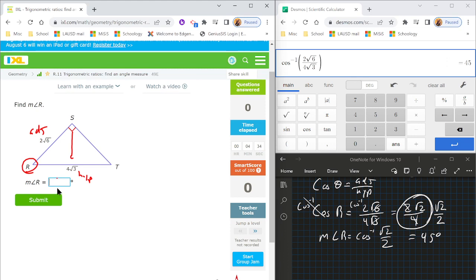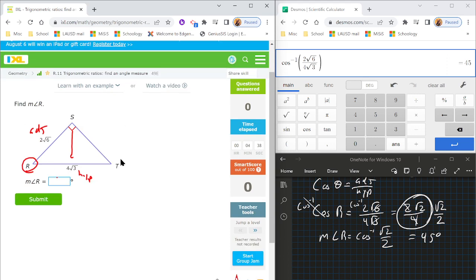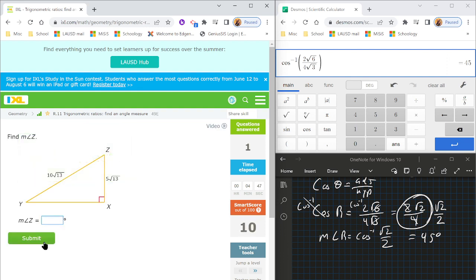So I come in here, what does it say? Find the measure of angle R. Normally it would say to the nearest degree. It doesn't say that because it knew it came up to an integer. And we got it correct.